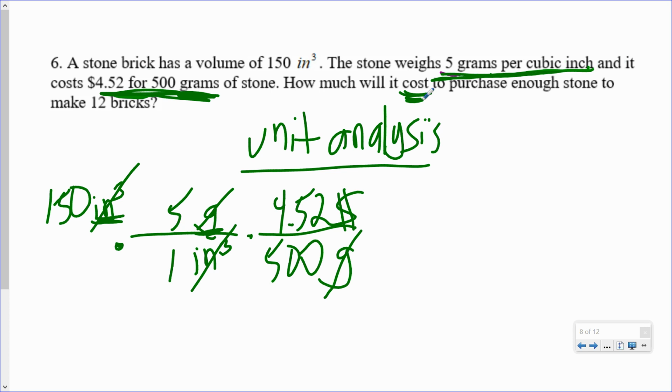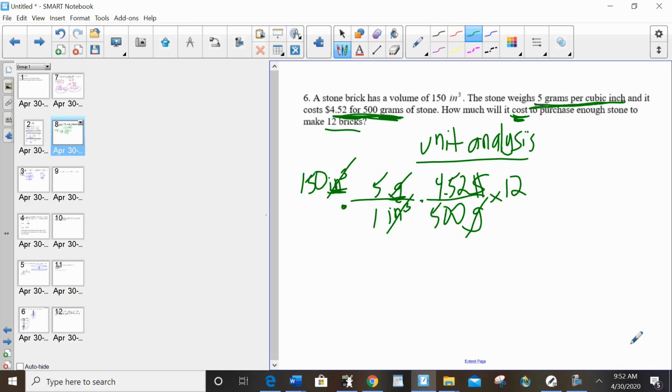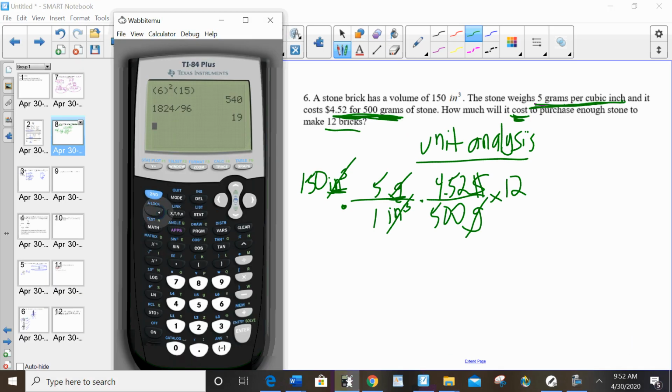Now I'm just going to look for a quantity or a percent. I have a quantity of 12. So I'm going to multiply by 12. If it was a percent, you'd multiply by the percent as a decimal. Now I just go to my calculator. Alpha y equals enter. Since I have a fraction here, I'm going to type in all my tops. 150, 5, 452, 12. On bottom, I have 500, and I have 8136.